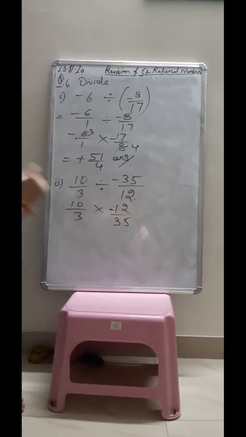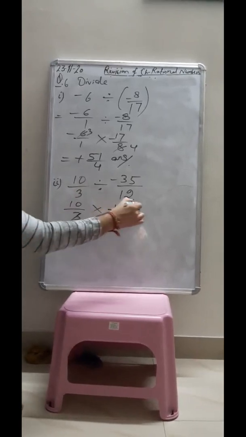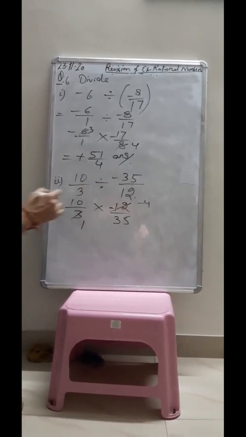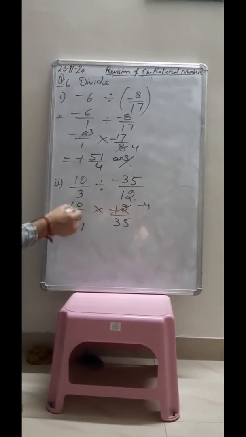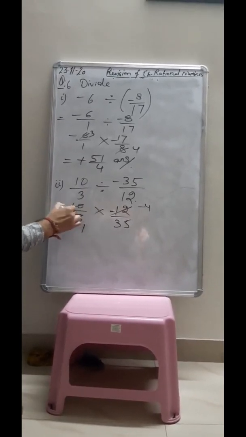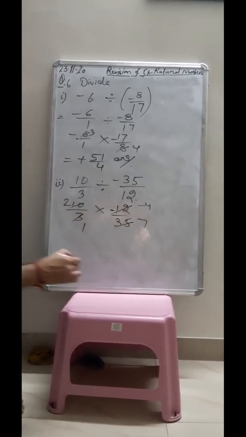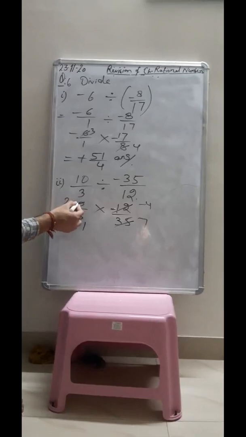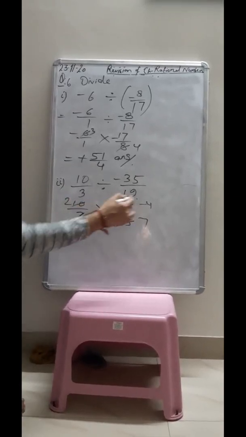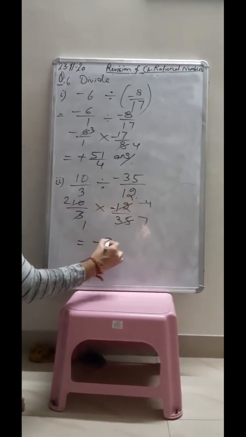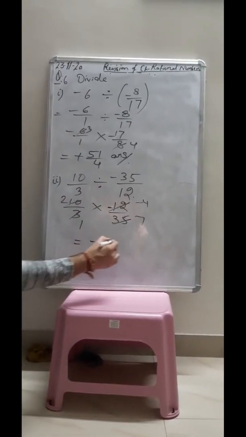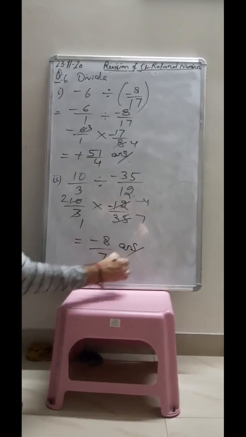Any cross cancellation? Yes. 3 ones are 3, 3 minus fours are 12, because here it is minus, it will become minus 4. So 10 and 35, both of them come in the table of 5. 5 twos are 10, 5 sevens are 35. Any more cancellation? No. Now we can multiply the numerator with numerator. 2 into minus 4 gives you minus 8 upon 7. So minus 8 upon 7 is your answer.